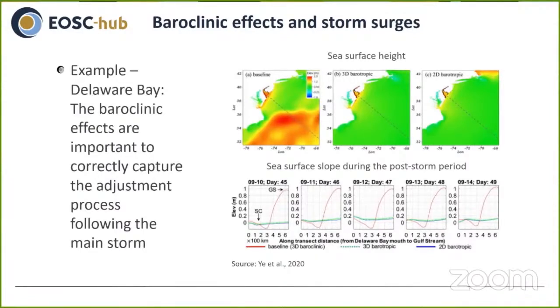The figure presents the differences of sea surface height and sea surface slope for 3D baroclinic, 3D barotropic, and 2D applications. The largest differences in elevation were found during the post-storm adjustment period, as you can see in the bottom figure, and the processes were better captured by the baroclinic model.